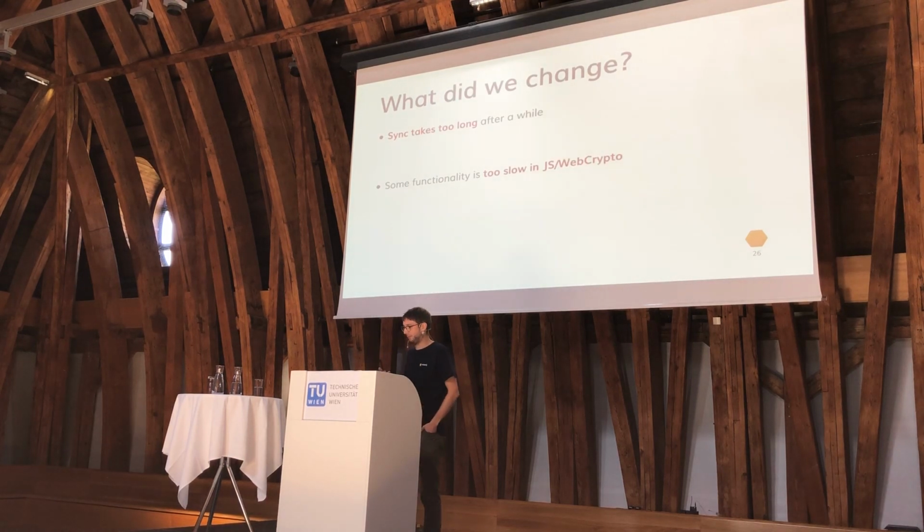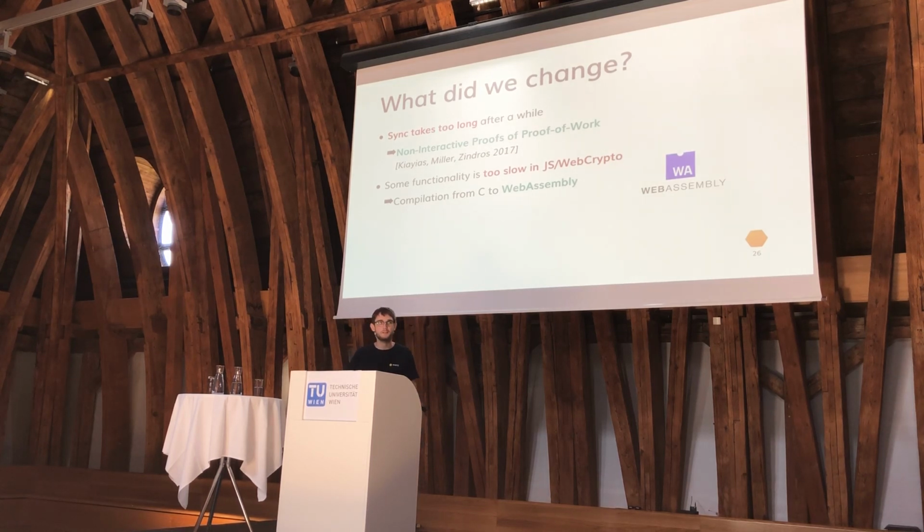So what did we do to counter these problems? For the synchronization issue, we switched to non-interactive proofs of proof of work. I'll show you how that works in a second. You also heard of that before, during the last days. And regarding being too slow, we used C code, because nowadays you can compile C code to WebAssembly, and then WebAssembly runs in the browser, and that's even faster. That also allowed us to switch to better algorithms, so we switched to Schnorr signatures, Ed25519, and we switched to Argon2 as a hash algorithm instead of SHA.